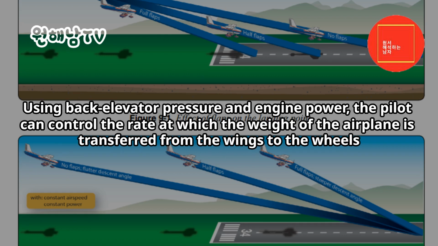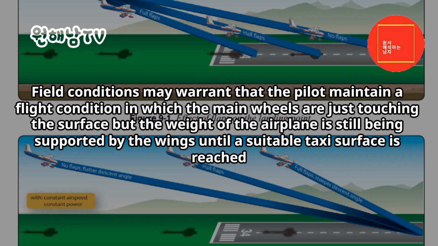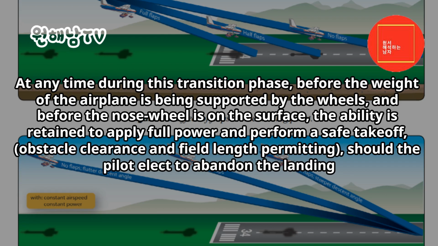Using back elevator pressure and engine power, the pilot can control the rate at which the weight of the airplane is transferred from the wings to the wheels. Field conditions may warrant that the pilot maintain a flight condition in which the main wheels are just touching the surface, but the weight of the airplane is still being supported by the wings until a suitable taxi surface is reached. At any time during this transition phase, before the weight of the airplane is being supported by the wheels, and before the nose wheel is on the surface, the ability is retained to apply full power and perform a safe takeoff, obstacle clearance and field length permitting, should the pilot elect to abandon the landing.